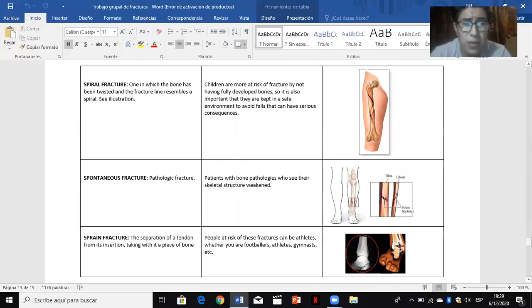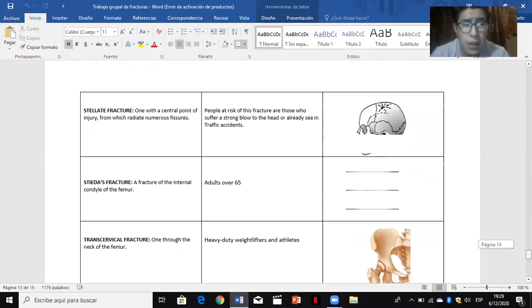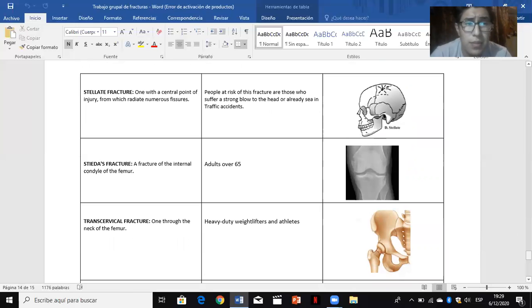Spontaneous fracture, pathologic fracture: patients with bone pathologies whose skeletal structure is weakened. Spine fracture: the separation of a tendon from its insertion within a piece of bone. People at risk: these fractures affect athletes, whether footballers, gymnasts, etc. Stellate fracture: a central point of injury from which numerous fissures radiate. People at risk are those who suffer a strong blow to the head or asphyxia in traffic accidents.